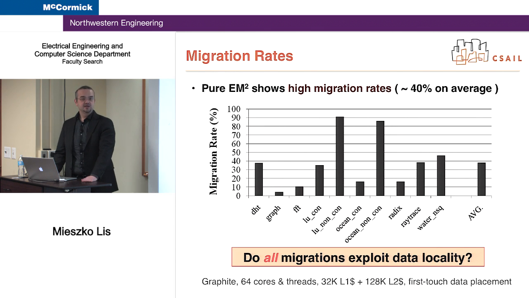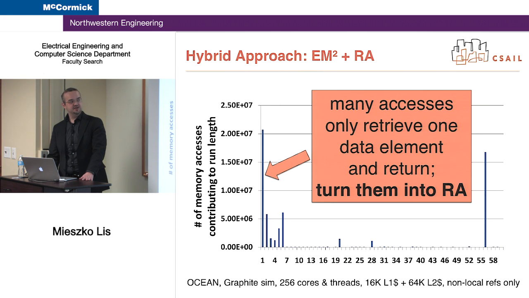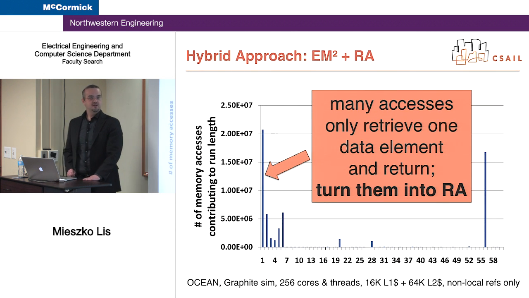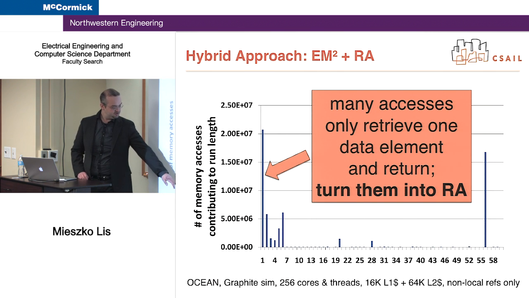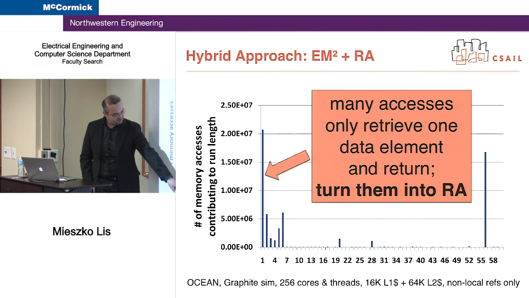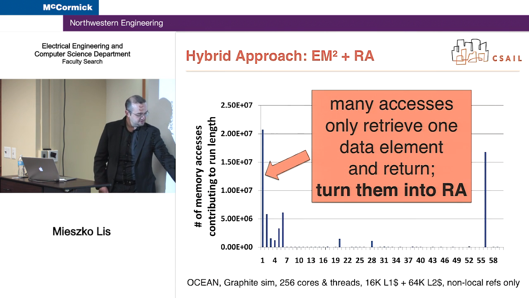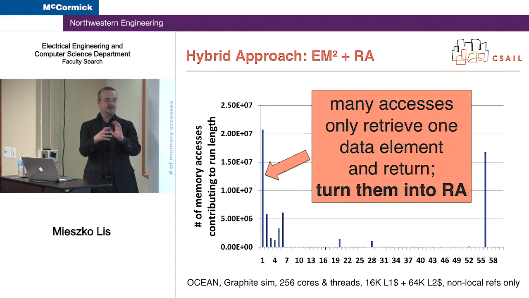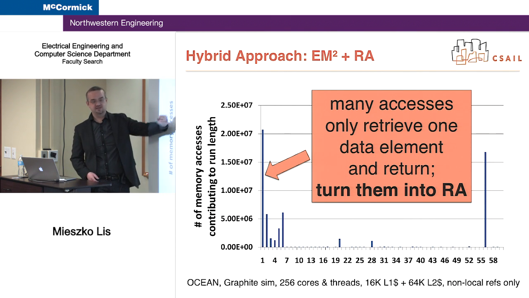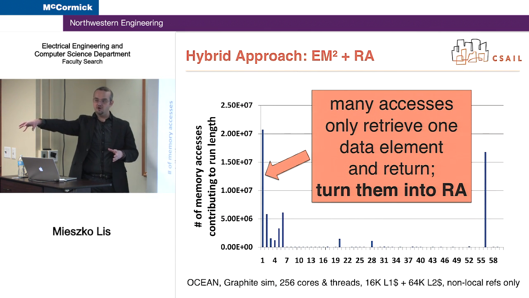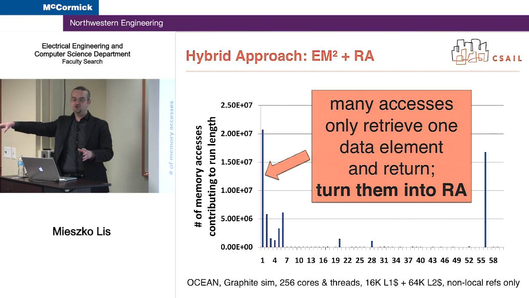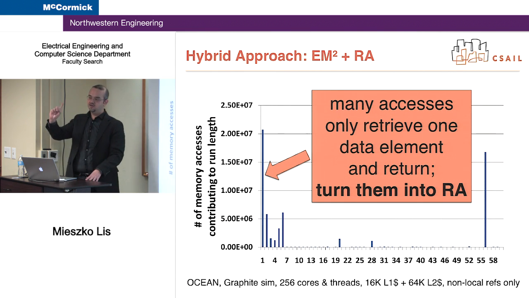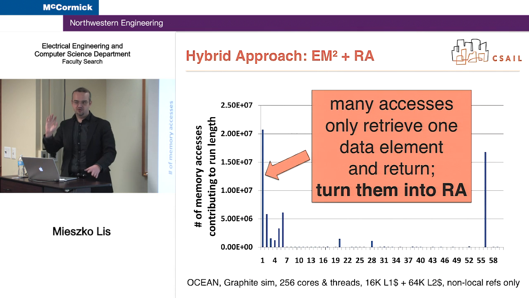So the question becomes, do all of these migrations that we're doing actually exploit some data locality? And it turns out that many of them don't. Many of them are just one-off. So this shows the number of contiguous memory accesses to the same slice of cache, and this shows the number of memory accesses in the benchmark total. So a lot of these accesses just go to a different core, go through all this migration trouble, just to retrieve or write one piece of data, and then they go back or go somewhere else.